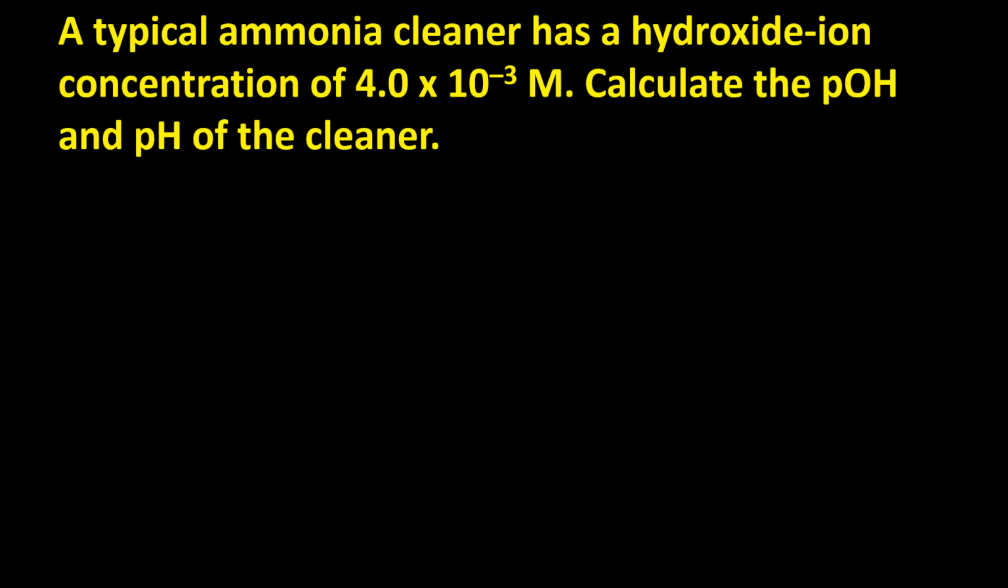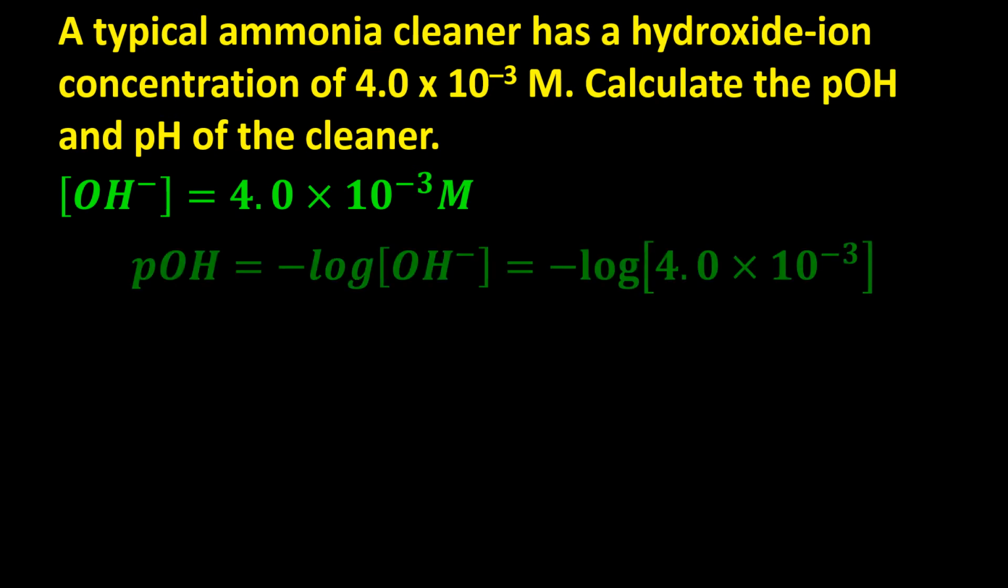A typical ammonia cleaner has a hydroxide ion concentration of 4.0 times 10 to the negative 3 molar. Calculate the pOH and pH of the cleaner. So again, what we've been given here is the hydroxide ion concentration. So what we're going to do is use the equation that pOH is the minus log of the hydroxide ion concentration, and we're going to plug in the number we were given.